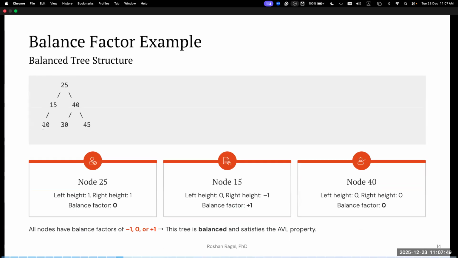The height of 15 is 1. I think that is what we are talking about here. We are talking not about the height of node 25, but the height of the left subtree and the right subtree. I hope you got it. So the numbers are correct. The left subtree is the height of this side and the height of this side.